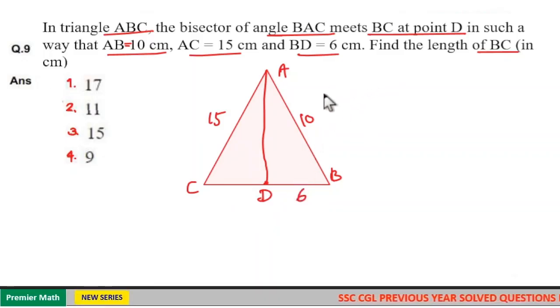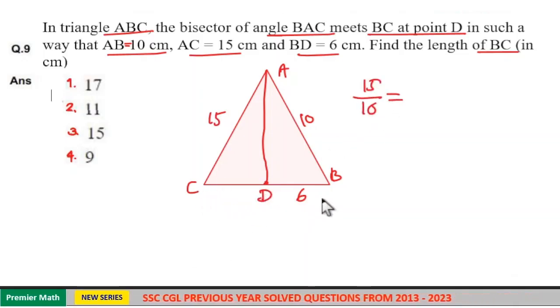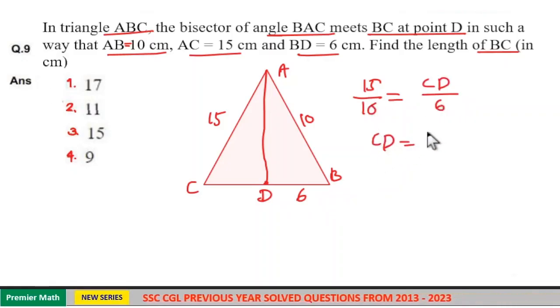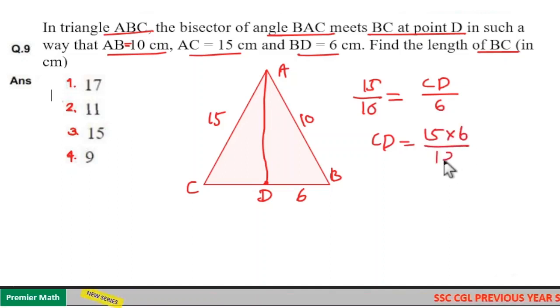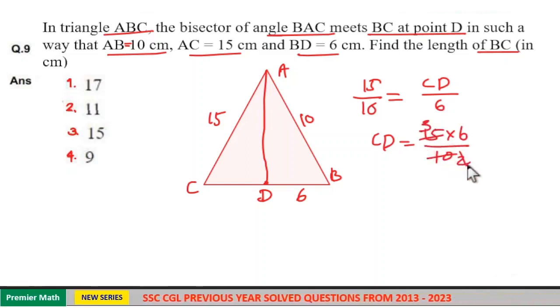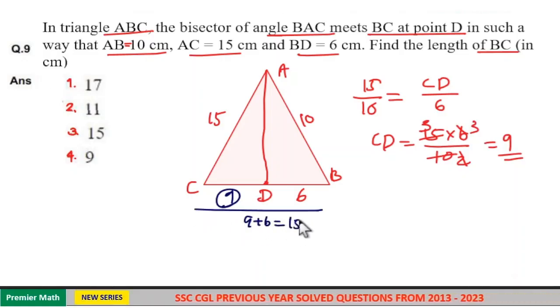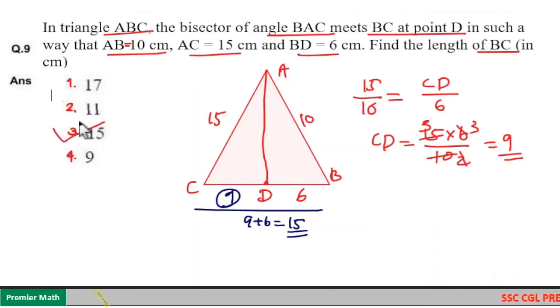That is, here 15 by 10 is in the same ratio as CD by DB. CD by DB is equal to 6, which means CD is equal to 15 into 6 by 10, which is equal to 9. So BC is equal to 9 plus 6, 15. Option 3 is your answer.